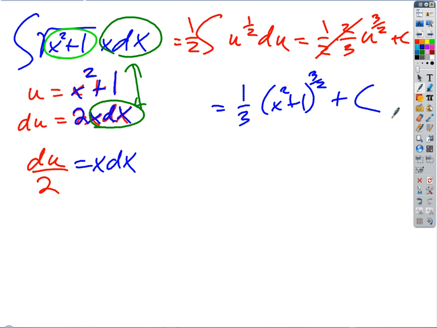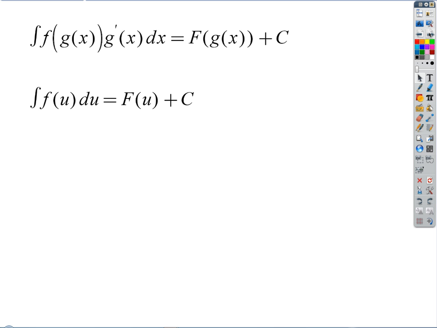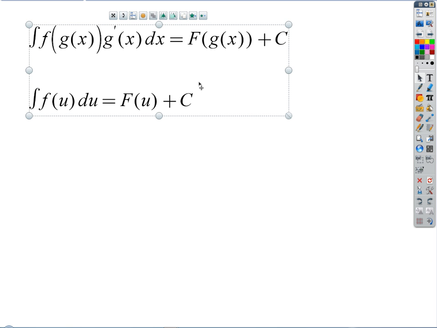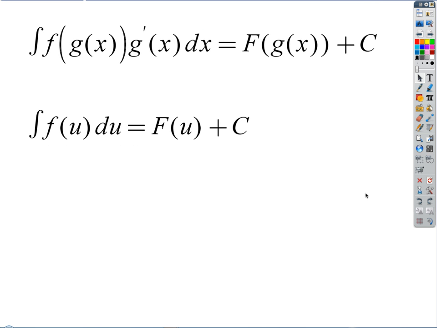All right, here's what you see in the book. Someone who did this originally had a sense of humor, I think. There are 2 ways you can look at this, but the top way is a little bit visually confusing to me. If you have the integral of f of g of x, a composition of functions, times g prime of x dx, then that works out to be the antiderivative, capital F, of g of x plus c.